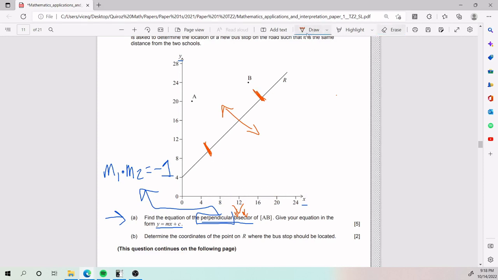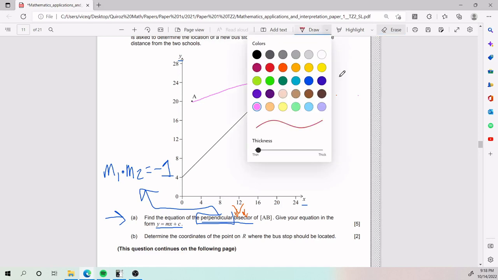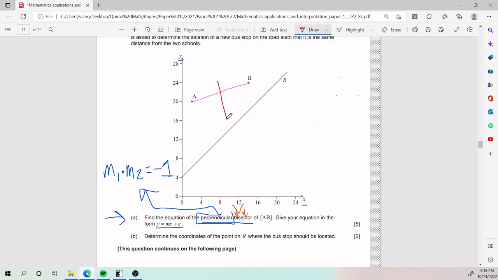So we're talking about the bisector of AB. So let's take a moment. Let's draw the line AB, which goes something like that. So the bisector of AB, you're probably already imagining it, is going to be something like that. See? Okay, so this distance would be the same as that distance.